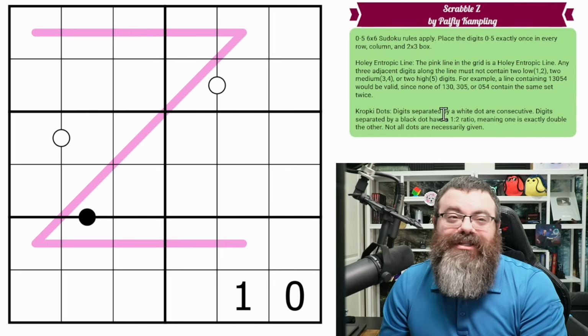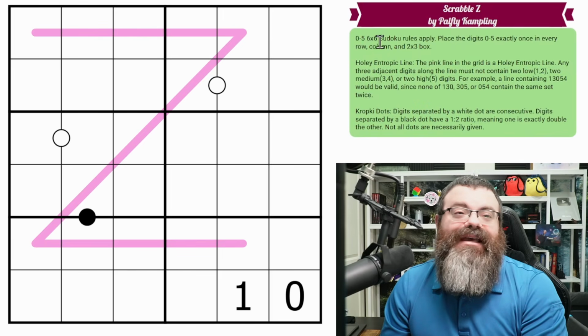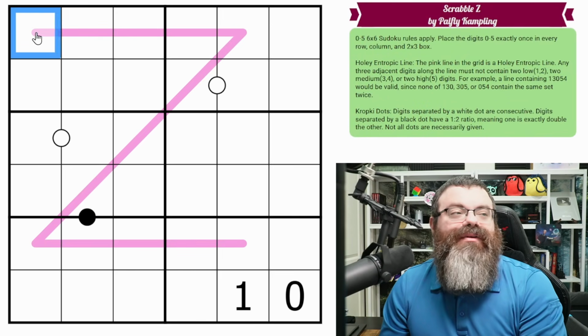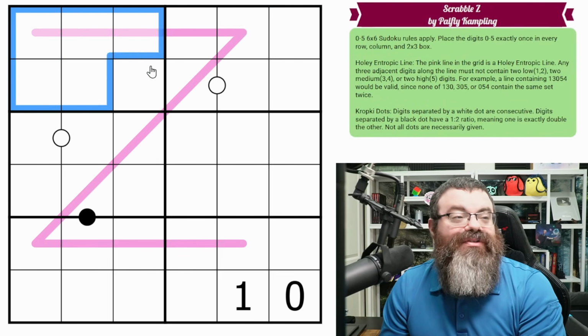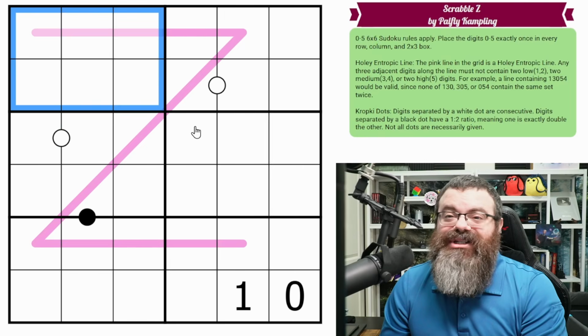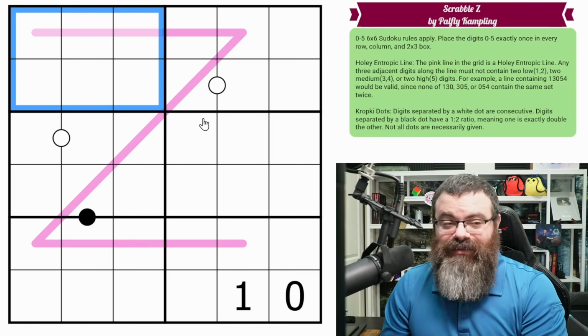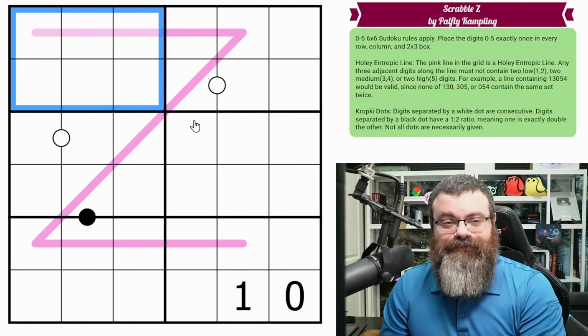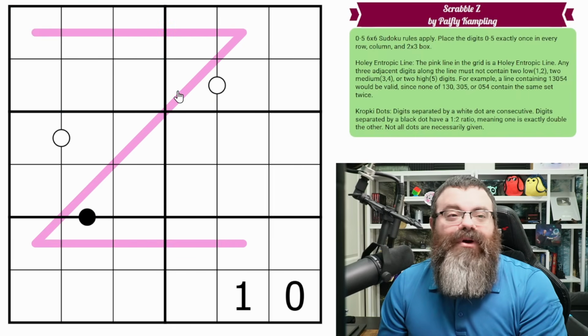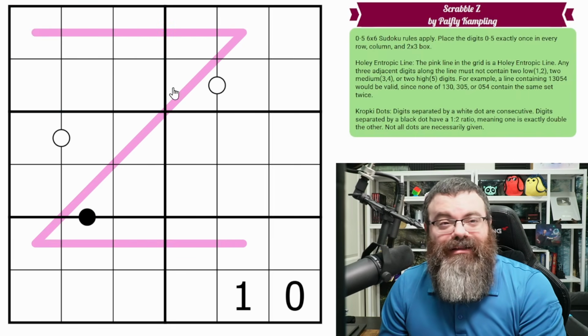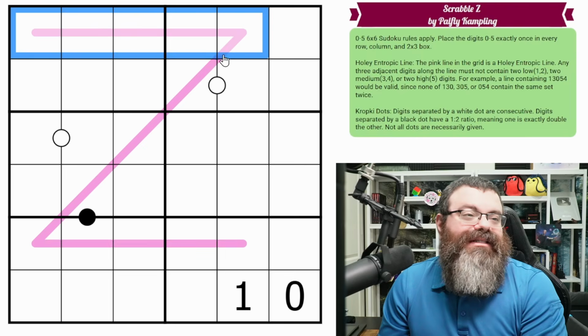So let's go over the rules to this one. It's pretty interesting. We have 0 to 5 6x6 Sudoku rules. So in each row, each column, and each 2x3 box, we'll be placing the digits 0 through 5, exactly once each. Instead of 1 to 6, it's 0 through 5. And we have holy entropic lines, Batman. So that's this pink line in the grid.